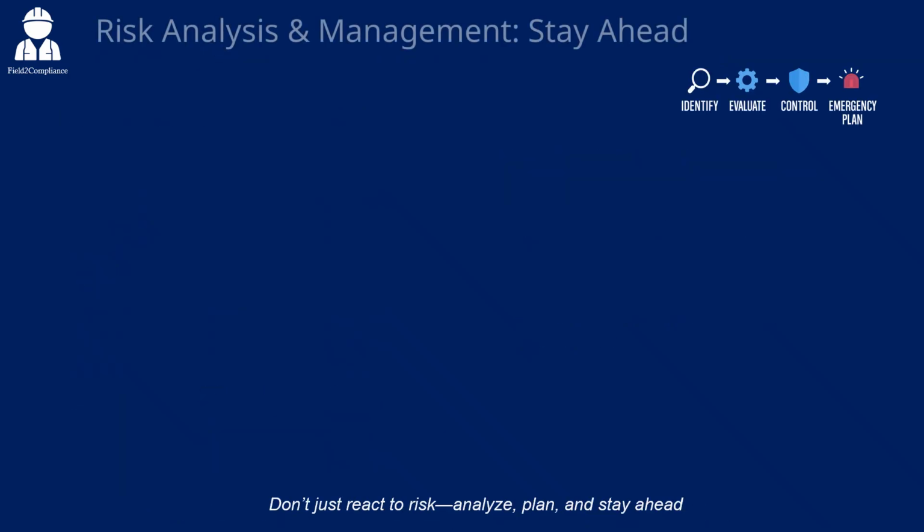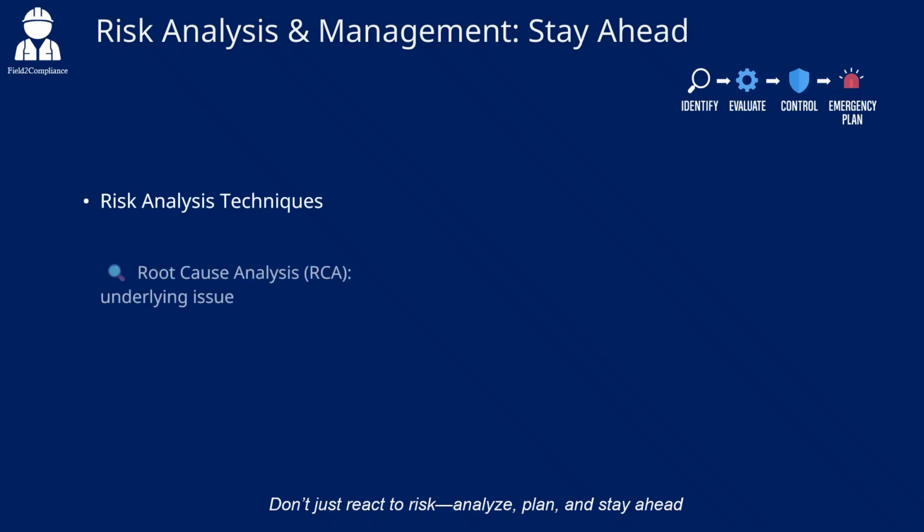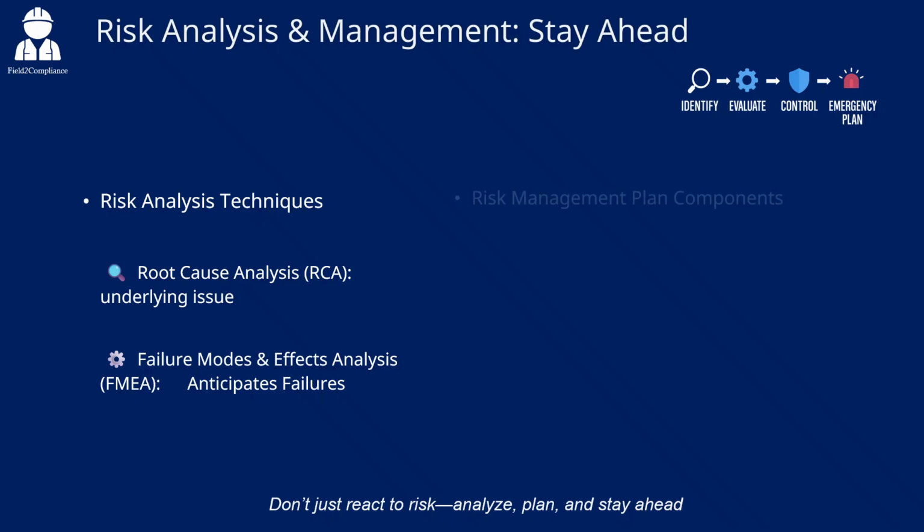Let's highlight 2 essential tools for managing risk in our work environments. On the left, we have risk analysis techniques. Root cause analysis, RCA, helps us dig past symptoms to find the true source of an issue, so we're solving the right problem. Failure modes and effects analysis, FMEA, flips the lens forward. It anticipates what might go wrong and helps us put safeguards in place before failure occurs.